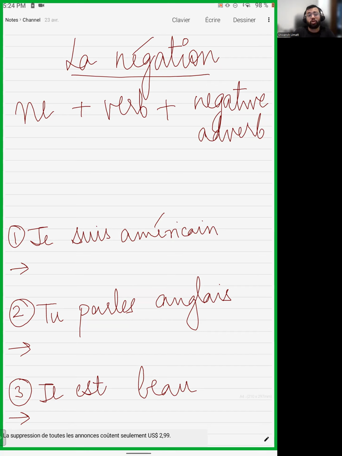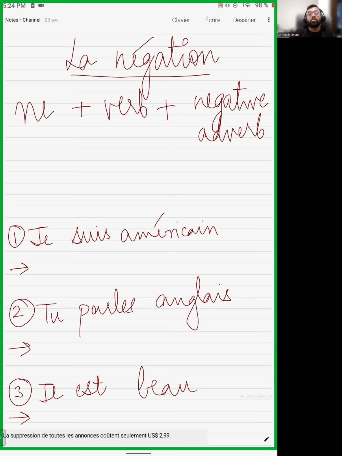In French, which is called la négation. Okay, la négation, which is the negation in French, is the most important concept of the basic level. So how do you make any sentence in French negative? Let's say I disagree with something that you are saying, or I'm refuting something that you are saying, or I want to tell you that this is not the case.